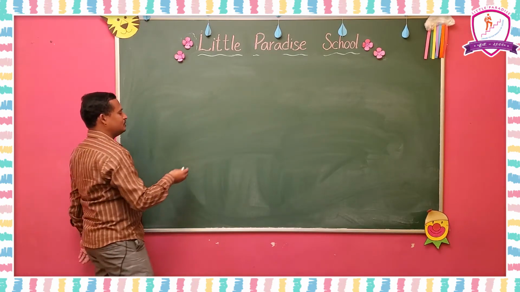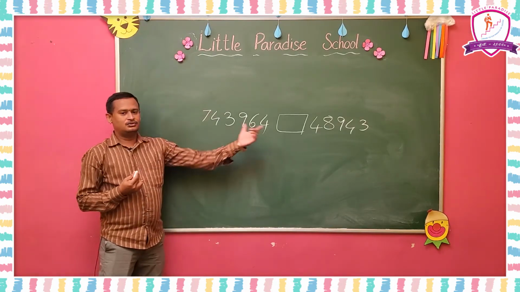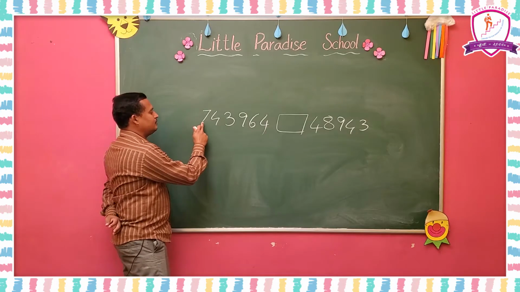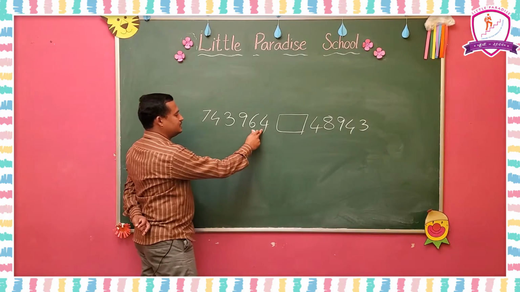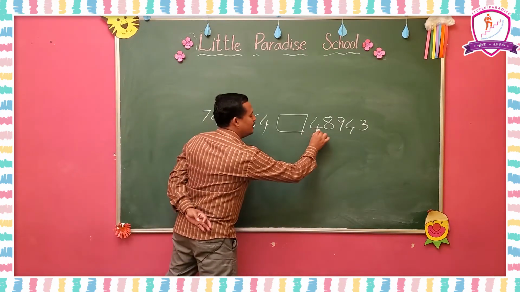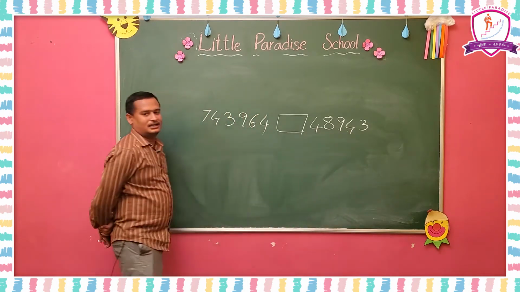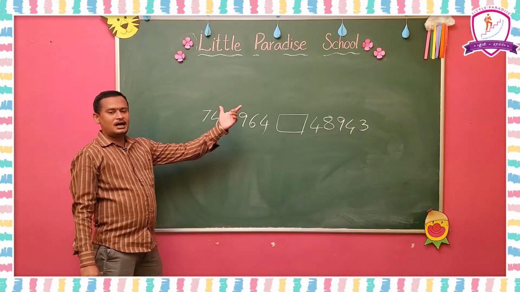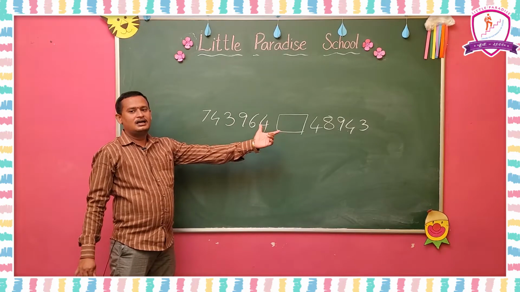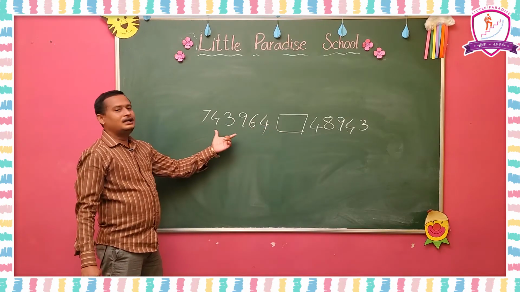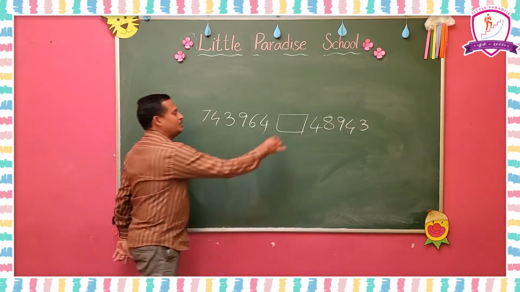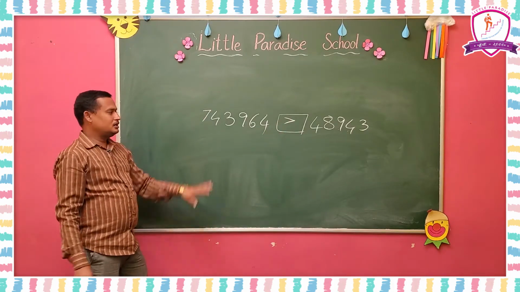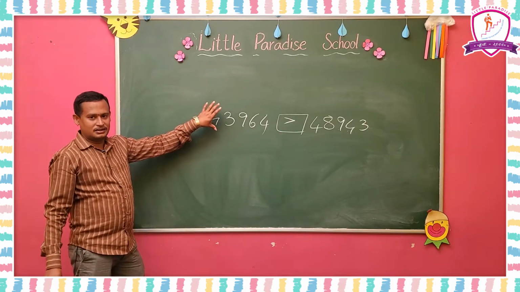First, I am going to give two numbers here. Observe these two numbers, how many digits are there? 1, 2, 3, 4, 5, 6 digits I gave here. Here, 1, 2, 3, 4, 5 digits only are there. So, always the 5 digit number will be smaller than the 6 digit number, and the 6 digit number will be the greater one. Like this we can compare two numbers.